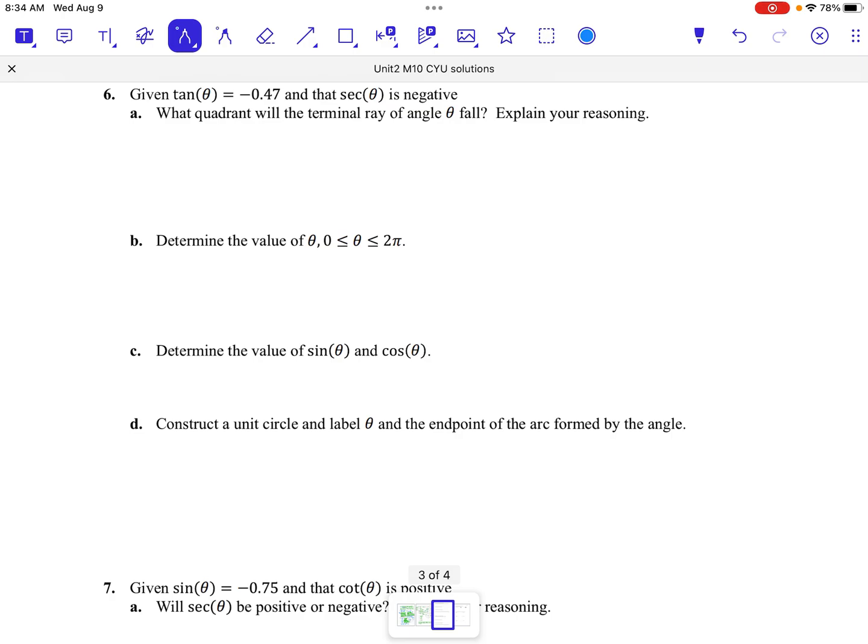So if we're thinking this through, let's keep in mind, tangent is negative, and if we remember, it's going to be negative when that terminal ray's slope is negative. So we're looking at something in either quadrant 2 or quadrant 4. But then we're also told that secant is negative, and secant is the reciprocal of cosine. So it's equal to 1 over cosine of theta.